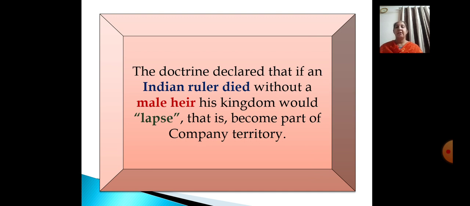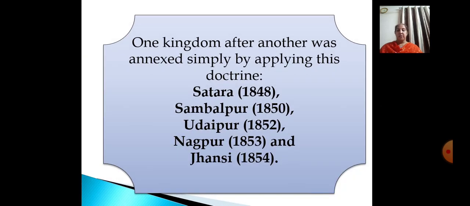So if any Indian ruler dies without a male heir, like there is no one to look after the kingdom once he dies, then that kingdom will be taken away. That kingdom would lapse. That means it will be taken away by the East India Company and become the company's territory. So, one kingdom after another, they started annexing by simply following this policy of the doctrine of lapse.